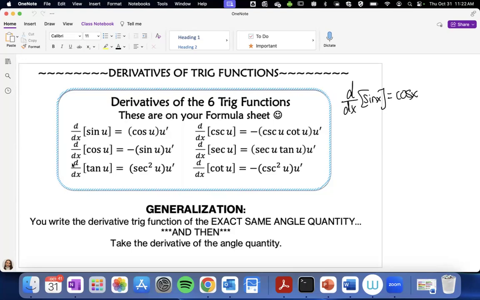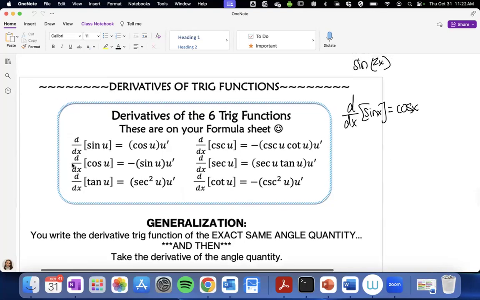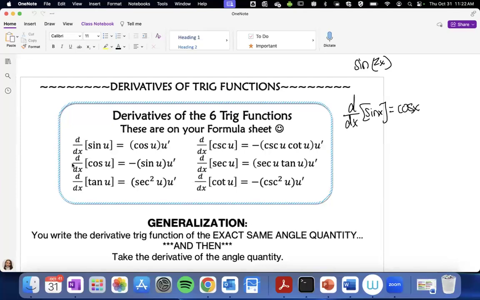So I told you the derivative of sine is cosine, right? However, I left out some details because I can put whatever I want in the function. I can say the sine of 2x. All I taught you so far was how to find the derivative of sine of x, plain old x. But what your derivative sheet tells you is the derivative of sine of u, any quantity for that angle, is the cosine of u times u prime. So you write sine's derivative as cosine of exactly that quantity, and then you take the derivative of u, the derivative of what's inside.